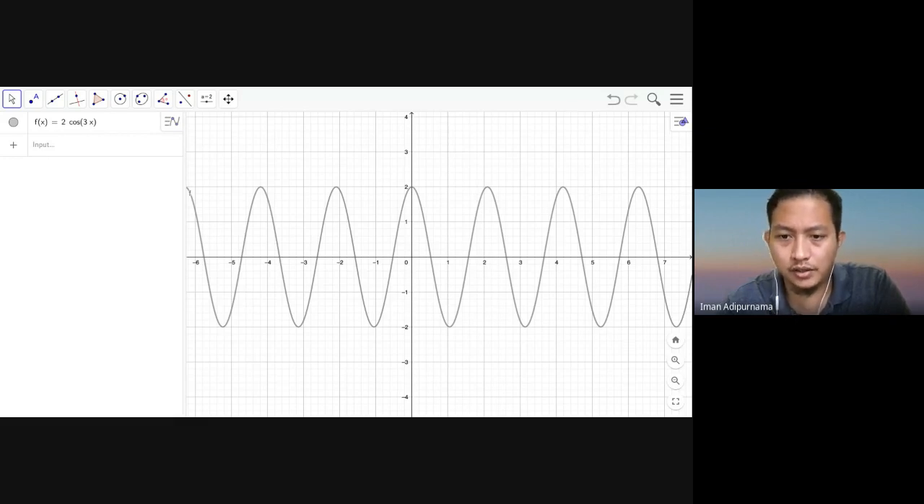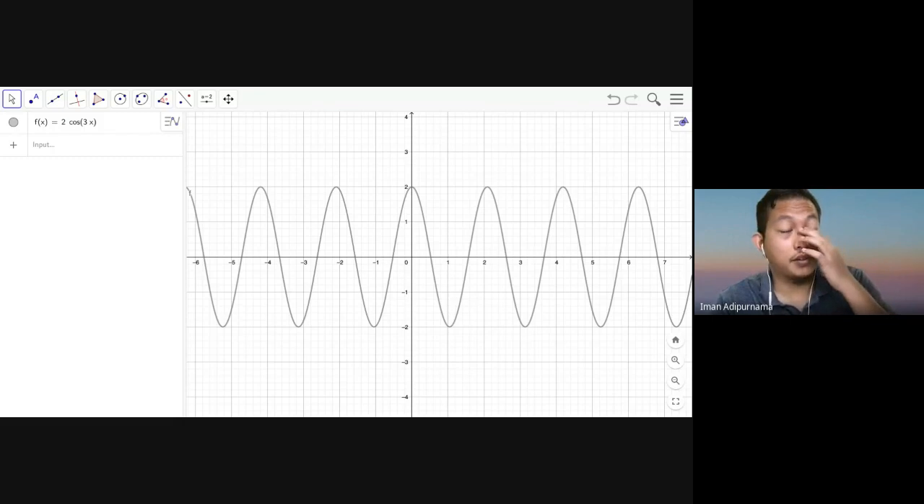Let me write. The other graphing calculators can also be looked for. So you can also try Desmos or GeoGebra. But I prefer GeoGebra, but you can also try Desmos.